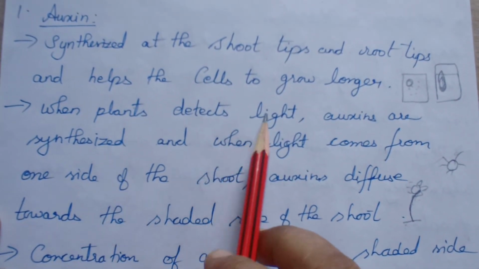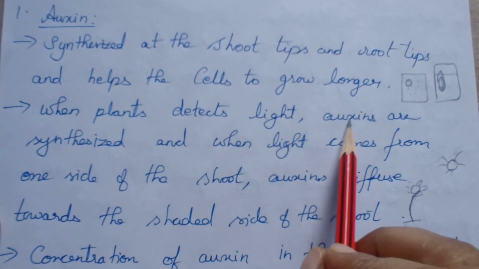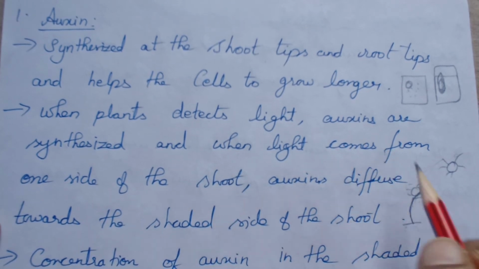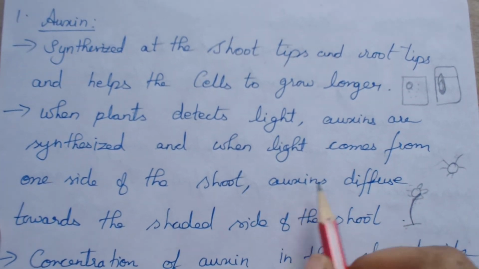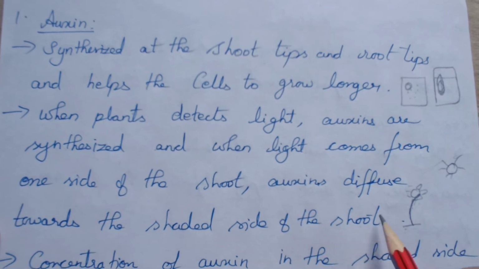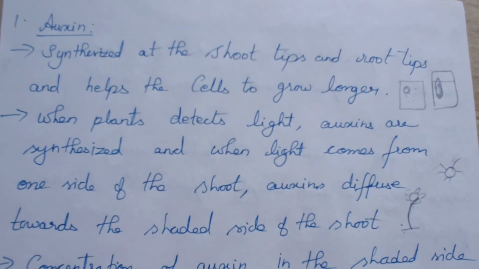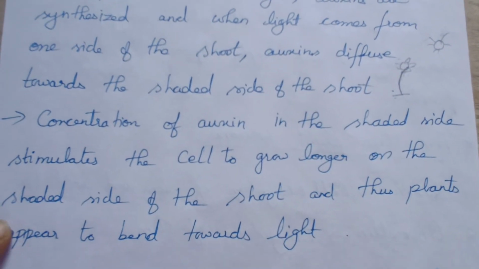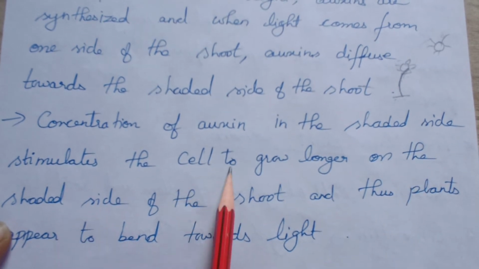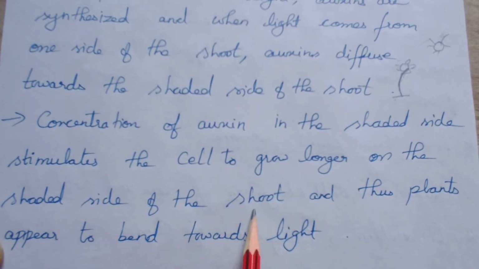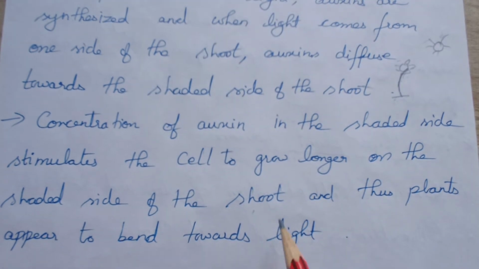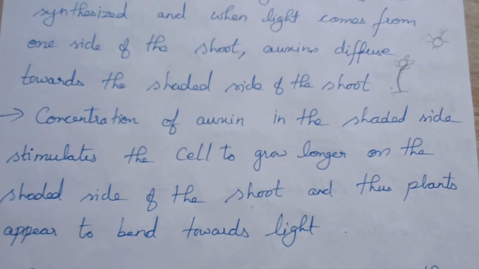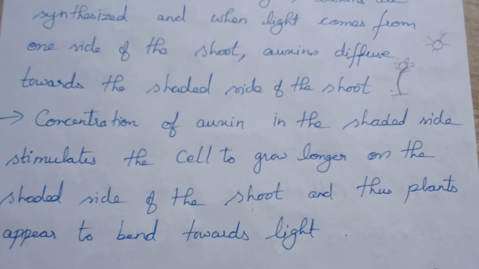So when plants detect light, auxins are synthesized, and when light comes from one side of the shoot, auxin diffuses towards the shaded side of the shoot. All the auxins will diffuse to the shaded side of the shoot. The concentration of the auxins on the shaded side stimulates the cells to grow longer on the shaded side of the shoot, and the plant appears to bend towards the light. The auxin is mainly responsible for the phototropism of shoots.